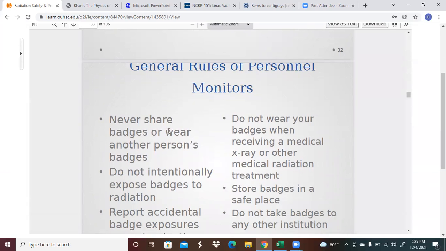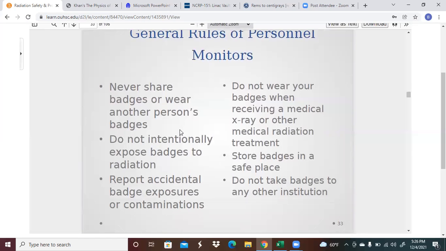So the general rules of personnel monitors: never share badges or wear another person's badge. Do not intentionally expose badges to radiation. This is something that locums have to remember. Make sure you leave the badge there. Don't take it with you, particularly on an airplane going somewhere. That can lead to problems. Report accidental badge exposures or contaminations. Do not wear your badges when receiving a medical x-ray or other medical radiation treatment.